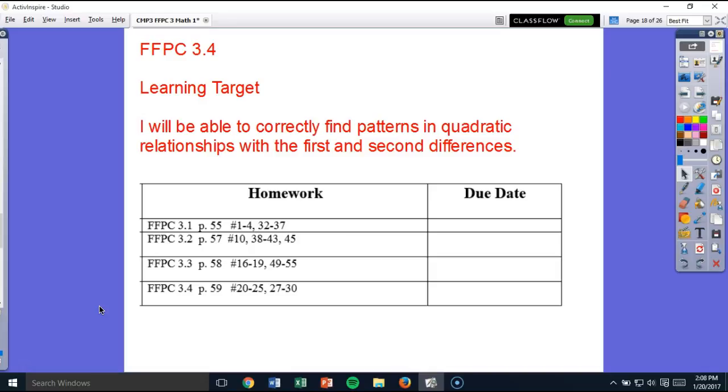Our learning target today is we'll be able to correctly find patterns in quadratic relationships with the first and second differences. Our ACES questions for 3.4 are 20 through 25 and 27 through 30.